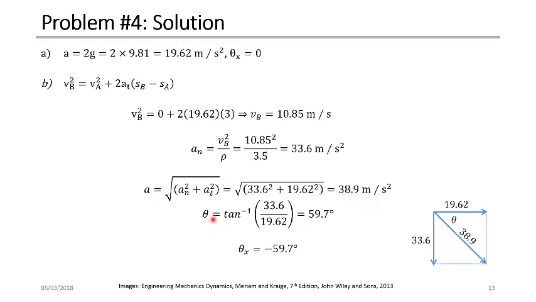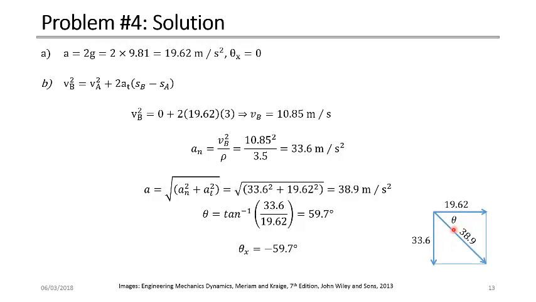Here we can also find the direction. So the direction is tan inverse of the normal component divided by the tangential component, which will give us 59.7. So if this is the particle at point P, we have the tangential component of the acceleration going to the right, and the normal component going to the center of rotation or center of curvature. And this is the normal component, this is the tangential component. So the total is going to be in this direction, and the angle theta is here.